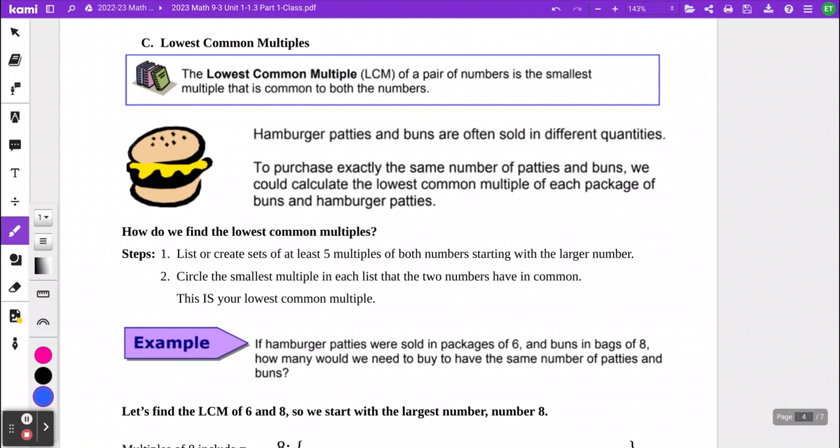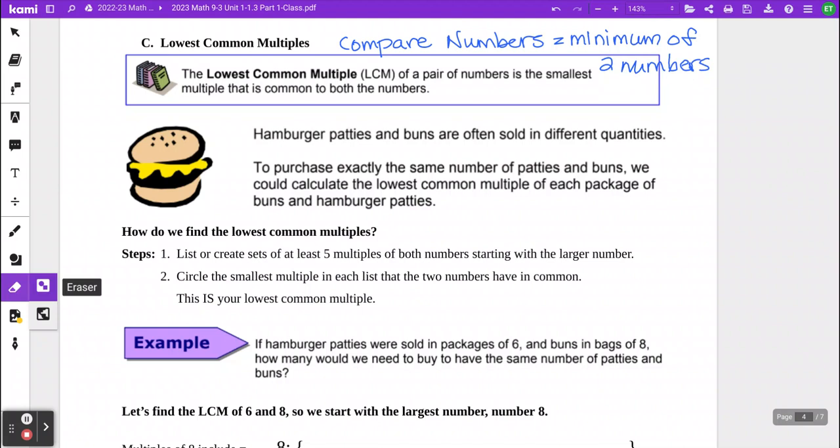Okay, last section here. We're going to talk about the lowest common multiple. So the lowest common multiple of a pair of numbers. This is when we are comparing 2 numbers, so there needs to be a minimum of 2 numbers. We need a minimum of 2 numbers in order to compare them. Otherwise, we're just talking about one thing. We need to be able to compare them, so we need 2 different numbers. It says it is the smallest multiple that is common to both. That's what we call our LCM, lowest common multiple.